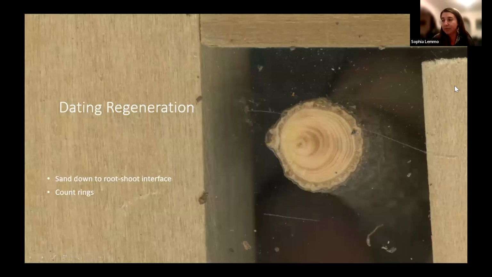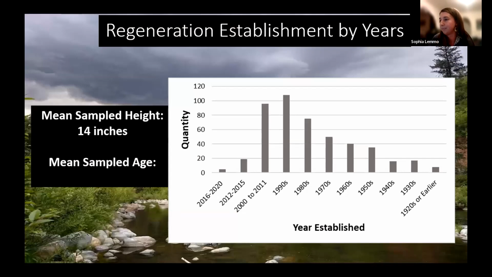And then I also dated regeneration. How I did this was I sampled the regeneration in the field, and used the basal disc to sand down to the root shoot interface and counted rings. Now I just think this graphic is kind of cool because it shows just how many rings can be packed into a little basal disc, which might be dime sized or smaller, or maybe a little bigger.